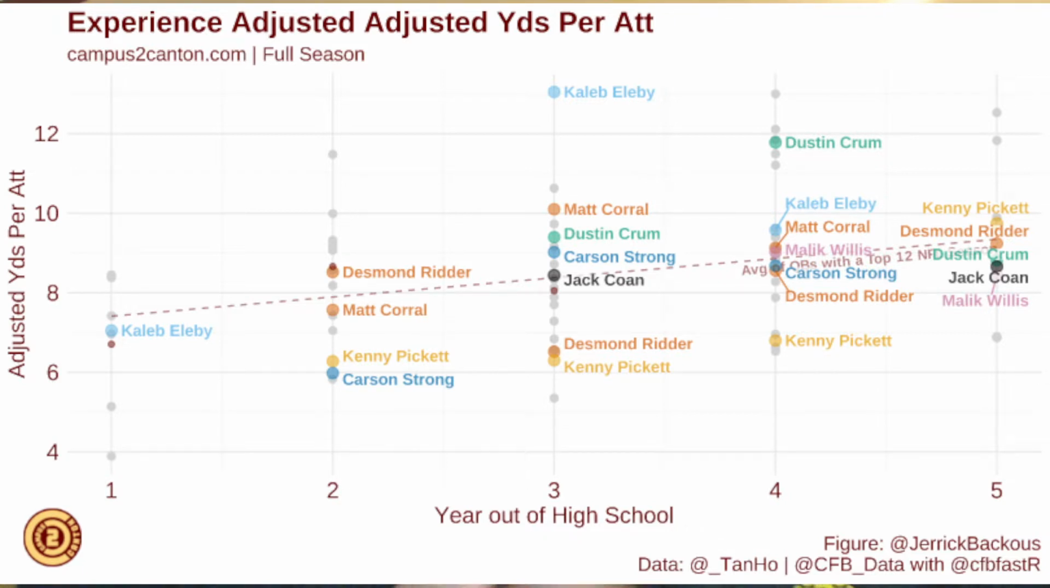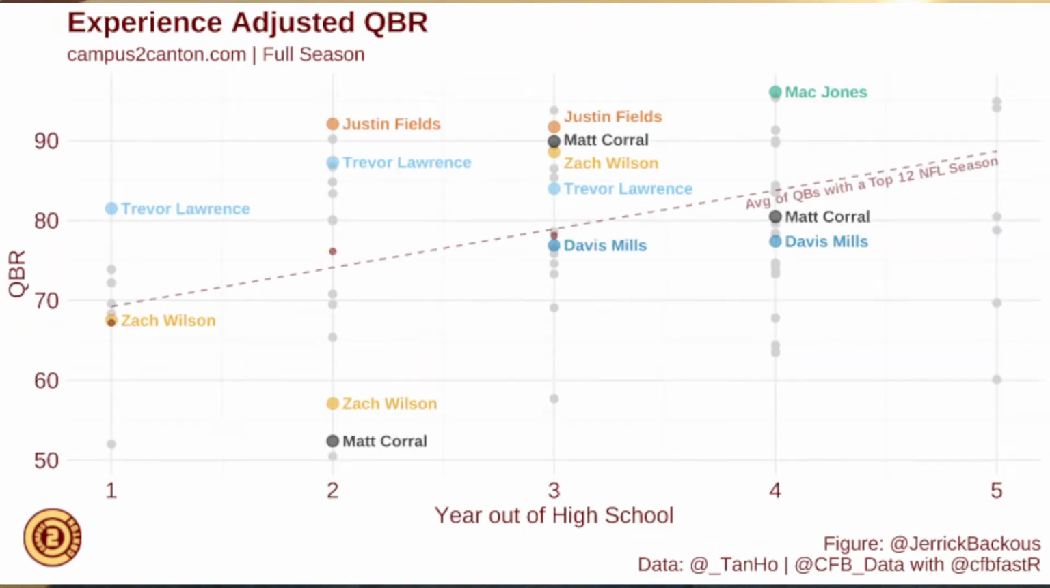So again, I like to compare these guys to the previous classes and where they stack up. In Matt Corral's best season, which was year 3, that was Justin Fields, Zach Wilson, and Trevor Lawrence's junior seasons, the year before they came out into the NFL. He was right there, above Zach Wilson, above Trevor Lawrence, and above Justin Fields. He finished above Trevor Lawrence every single year in adjusted QBR.